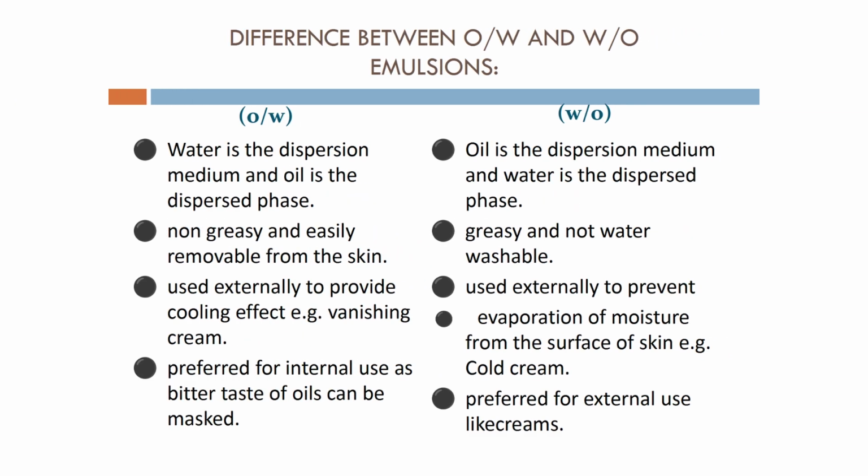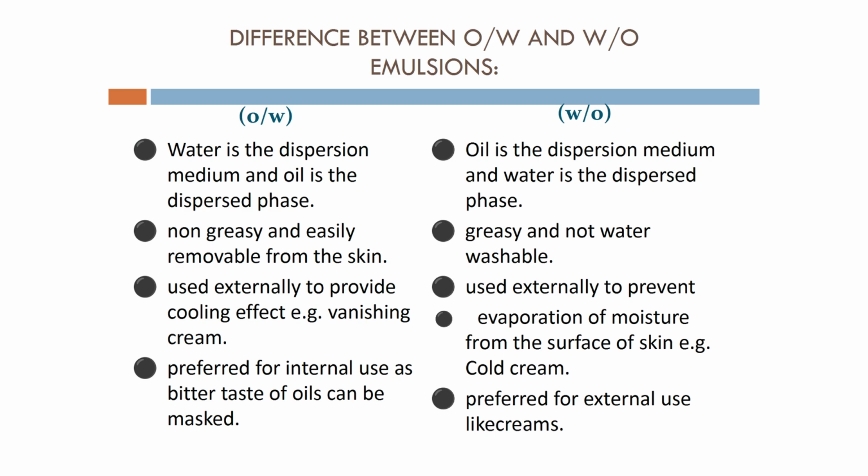Let's clearly distinguish between oil in water, O/W, and water in oil, W/O, emulsions. In an oil in water, or O/W emulsion, water is the dispersion medium, the continuous phase, and oil is the dispersed phase, meaning it's broken up into tiny droplets. These emulsions are non-greasy and easily removable from the skin with water. They're often used externally to provide a cooling effect, like in vanishing cream.